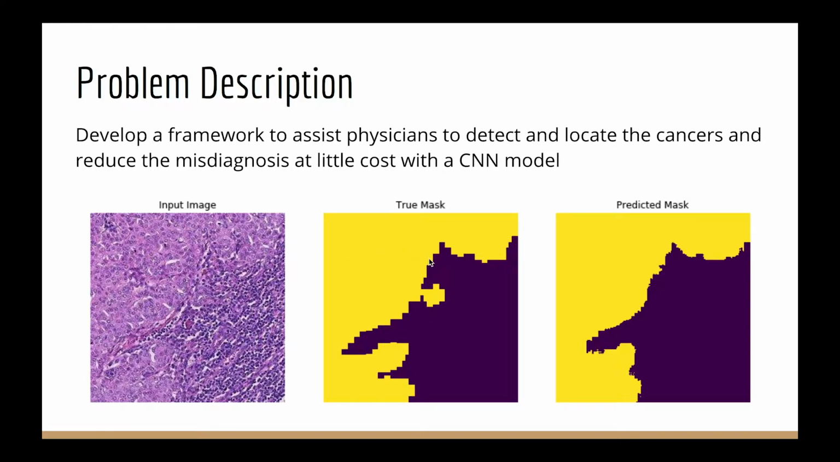The middle one is the annotation by the professionals. The last image is the prediction of our model. The prediction by our model is very fast, but we get a similar result.